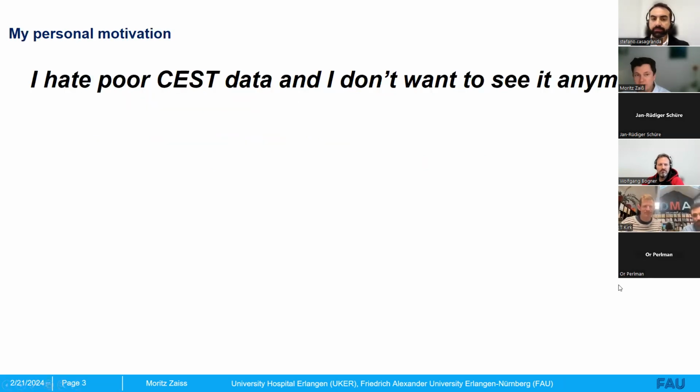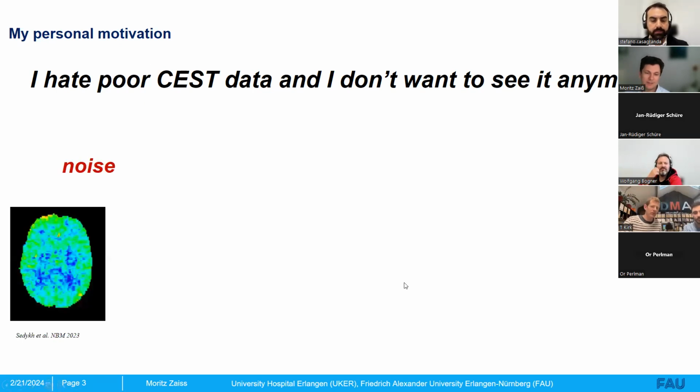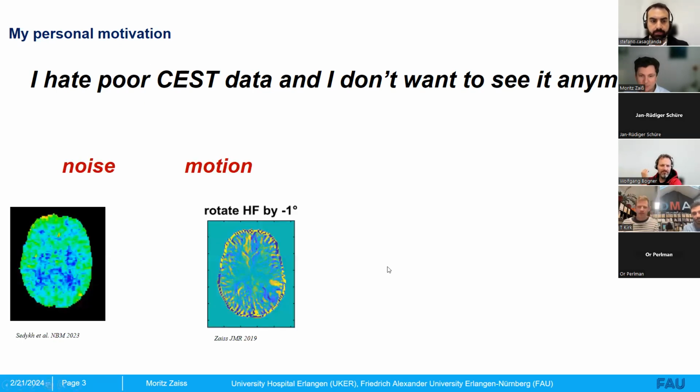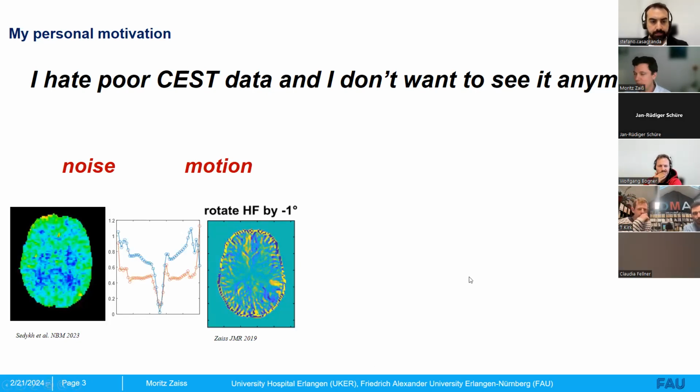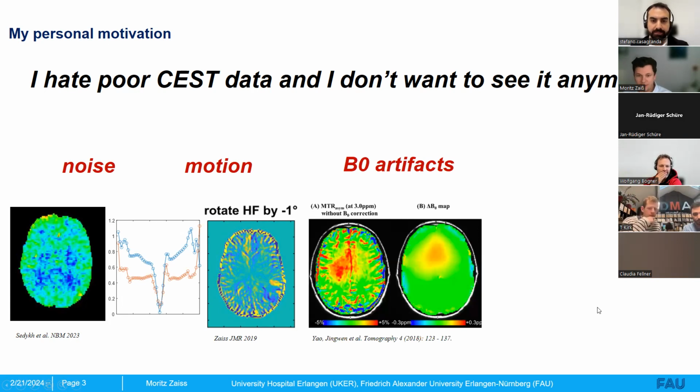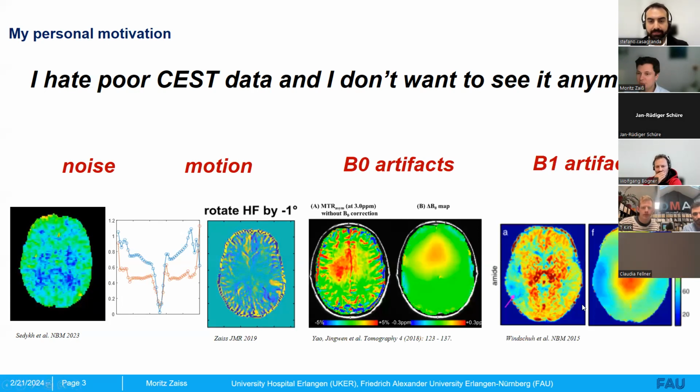My personal motivation to do this and to share many things openly is that I just hate poor CEST data, and I don't want to see it anymore. I don't want to see noisy images, motion affected CEST images, or Z-spectra that are affected by noise and motion. B0 artifacts should be part of the past, and also B1 artifacts, well, at higher field strength, can be resolved. That's why we started this, so that everybody just has better data and we have better CEST images later.